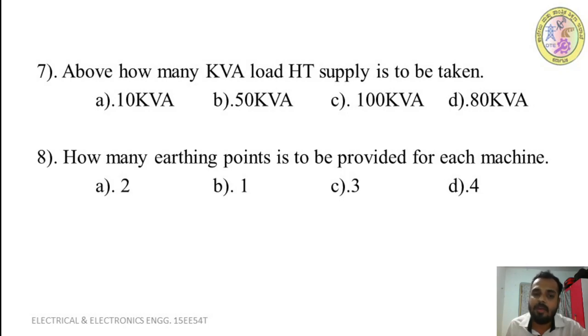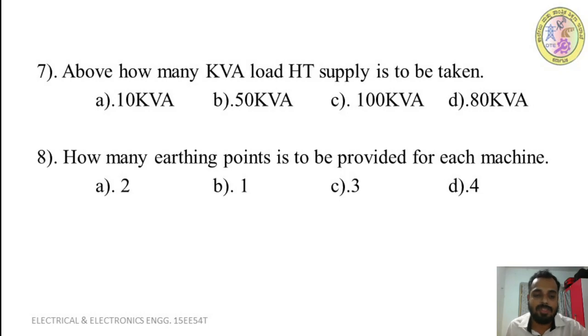Here the question is above how many kVA load. So after how many kVA of your factory load is HT supply, that is 11 kV supply, to be taken, right? So these are the given options. Then what is the answer? The answer is C 100 kVA. If the total load of your factory exceeds 100 kVA, then HT supply is to be taken and you have to install your own transformer, right, to step it down.